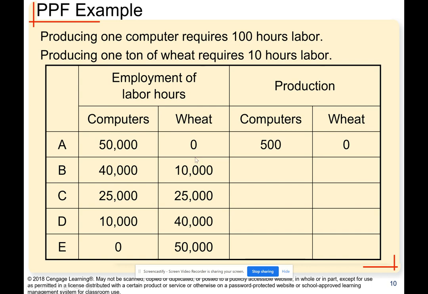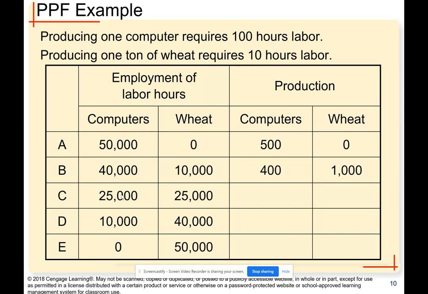That means if you want some wheat, you will have to use some of the labor hours to produce wheat. In this example, we are going to use 10,000 labor hours to produce wheat. But that means we no longer have 50,000 for computers. We're going to have 40,000. What about if we want 25? We want to use 25,000 labor hours to produce wheat. We can only use 25,000 for computers.